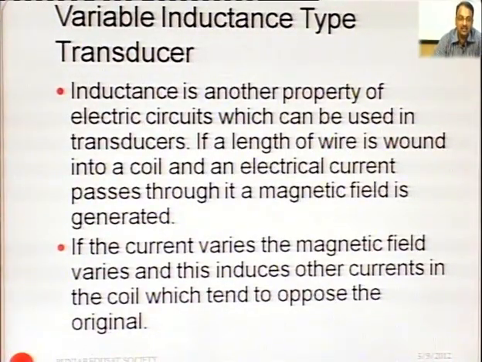The third type of transducers are the variable inductance type transducers. Inductance is another property of electric circuits which can be used in transducers. If a length of wire is wound into a coil and electric current passes through it, a magnetic field is generated. If that current varies, the magnetic field also varies, and it induces some current in the coil, and this induced current opposes the original current. This phenomenon is known as electromagnetic induction.